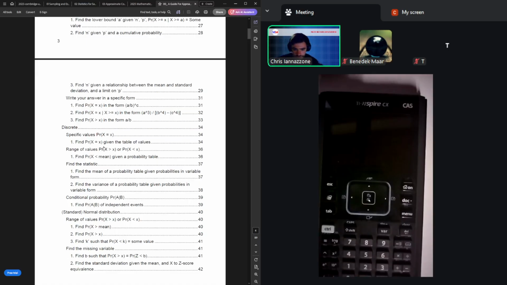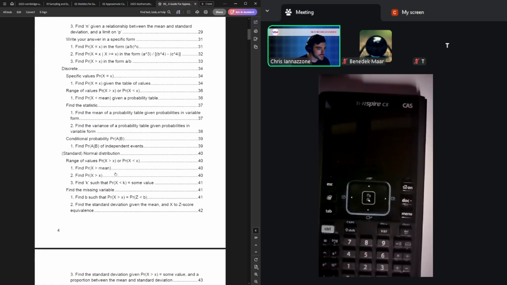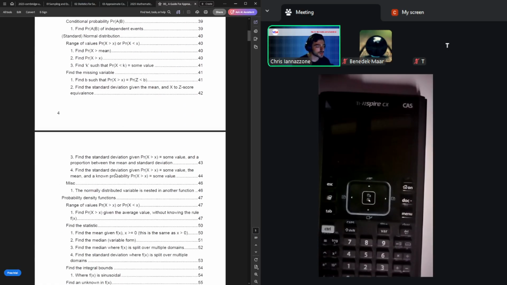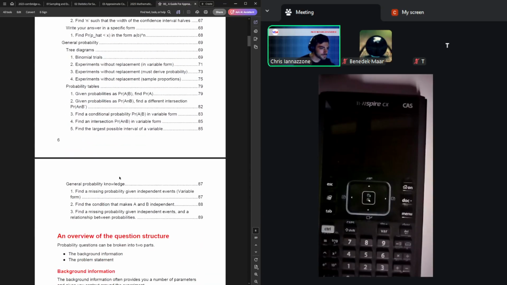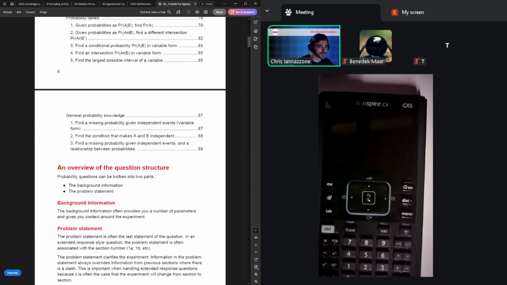Safe to assume probability sack will be tech active? Yeah, I mean, unless there's 2 parts to it, maybe you might have a part 1 tech free, a part 1 tech active, a part 2 tech active. But yes, you will definitely need a tech active part because of the normal.